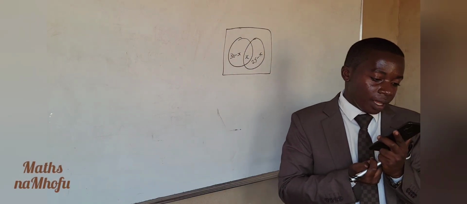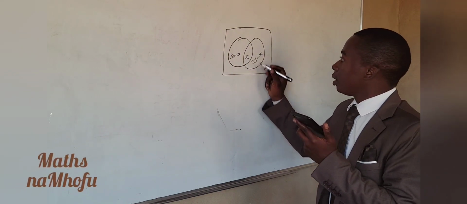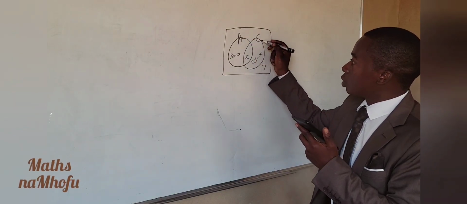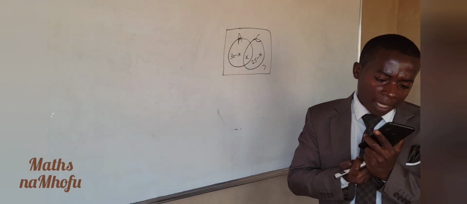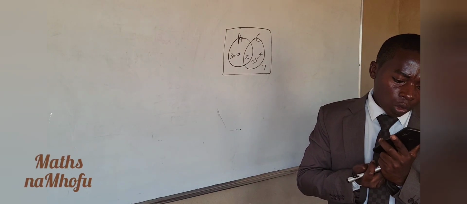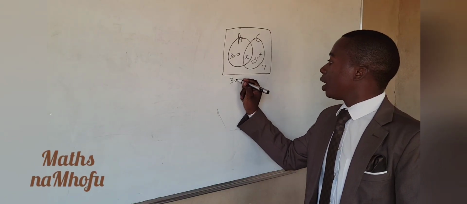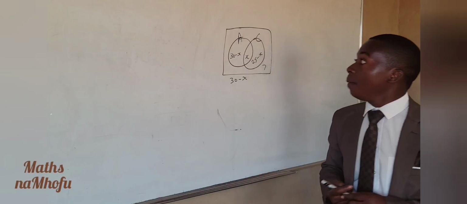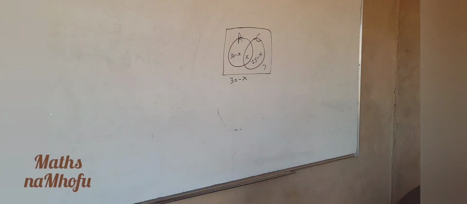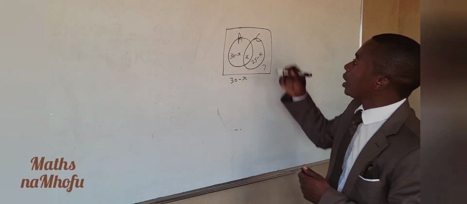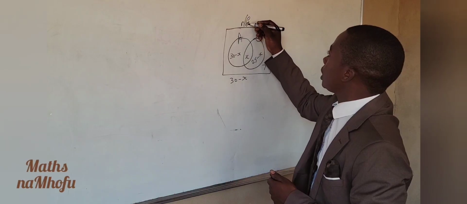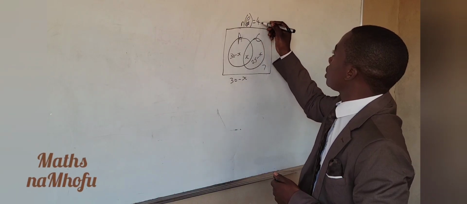And those that do neither, it's 7. This is agriculture. This is computers. We are asked to find those that do agriculture only. So we want to find 30 minus x. That is what we want to find. But we cannot find it before we find the numerical value of x. So the number of elements in our universal set is 45.